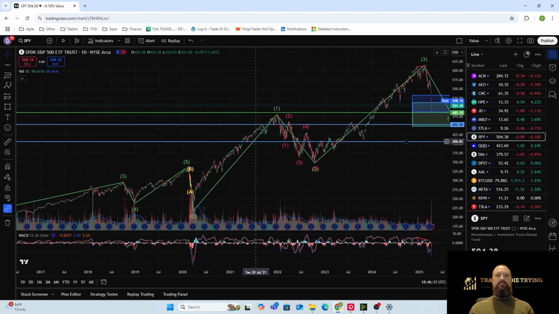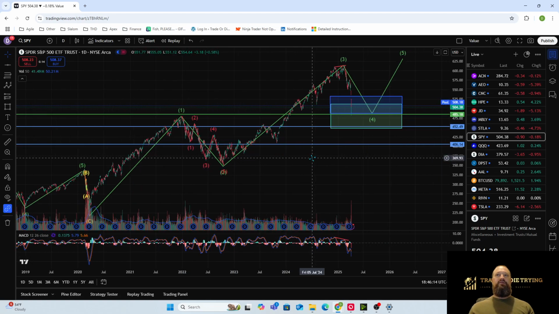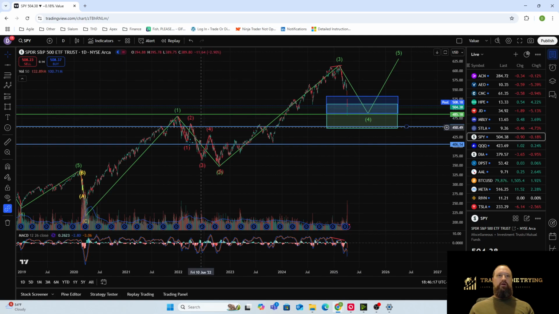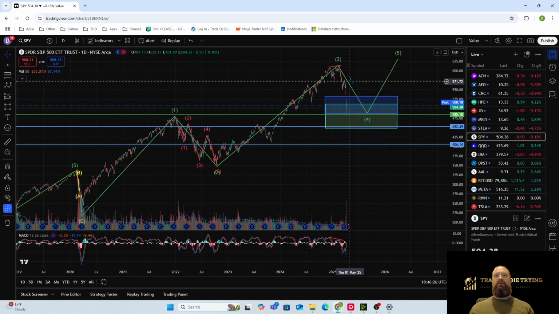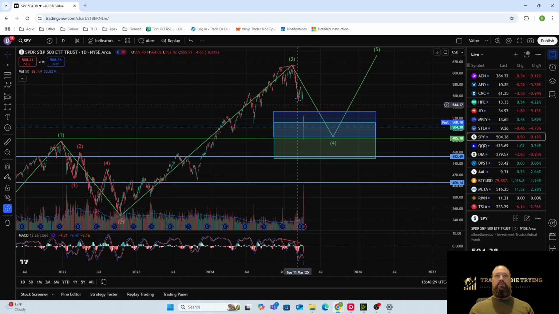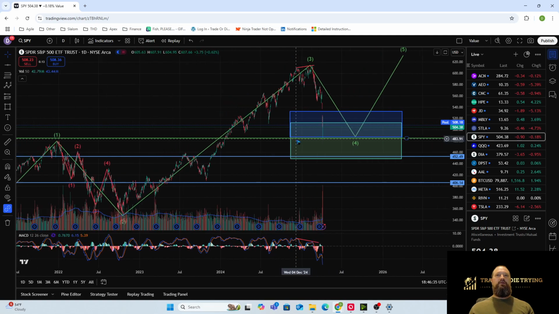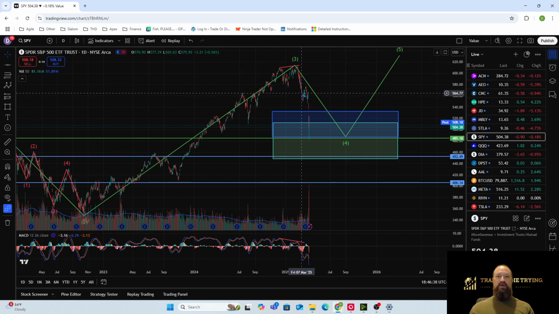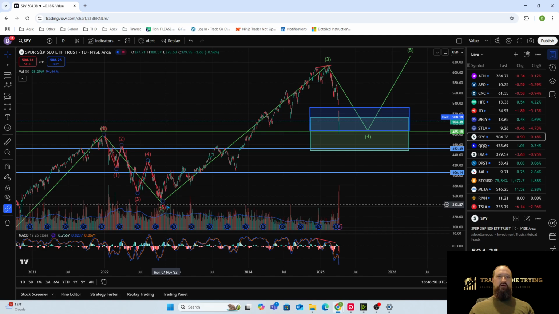So we are in a larger degree impulse wave. We see that the rules of 2 and 4 are being followed so far. Pullback 2 was very complex with a 5 wave within it, and pullback wave 4 is simpler with an ABC. It is starting to respect the 2 Fibonacci extension of wave A. It's respecting the 618 in the golden zone of this shorter Fibonacci measurement, okay? And it's within the golden zone of the larger Fibonacci measurement, okay?